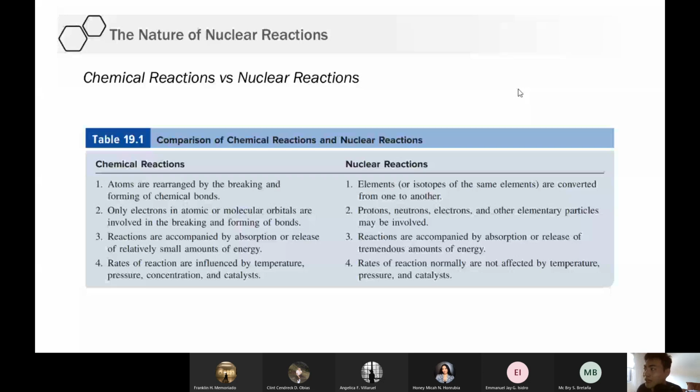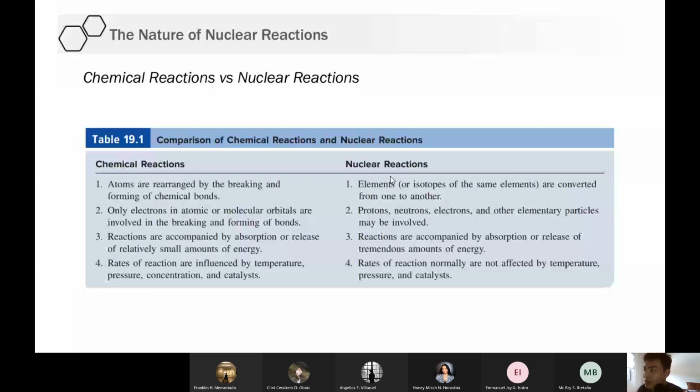Okay? So, parang ito yung pinaka-alchemy. Okay? So, ito yung modern version ng alchemy, yung nuclear reactions. Kasi yung elements pwede mo na i-convert. Akala nila dati bawal pero pwede pala. Okay? So yun yung major difference niya with chemical reactions.